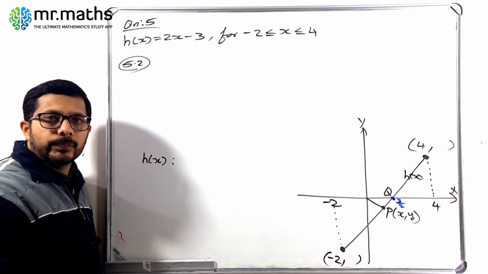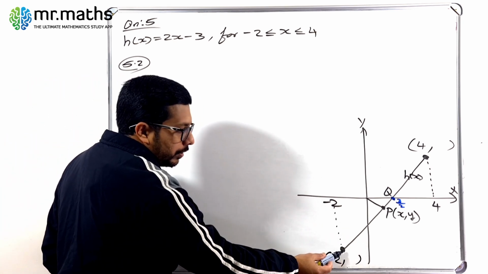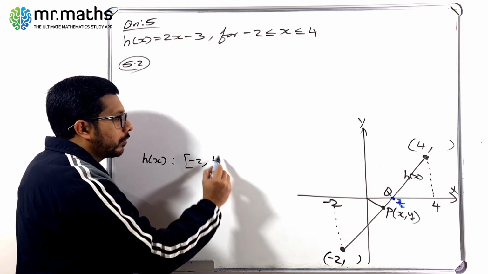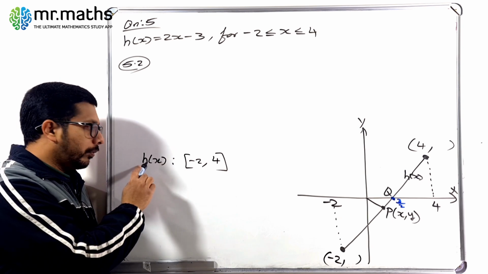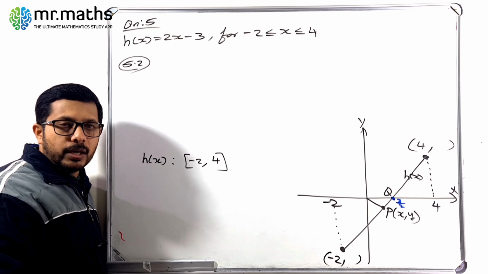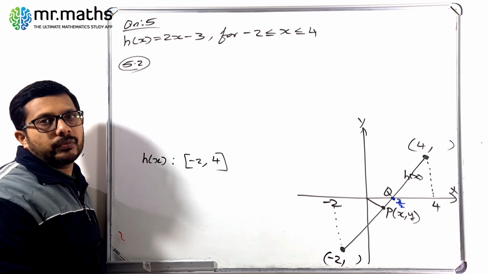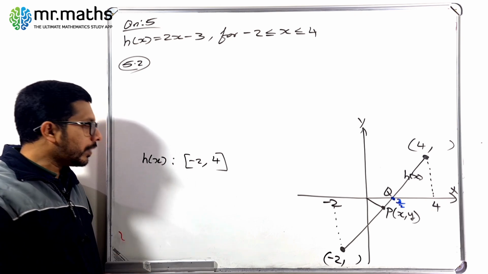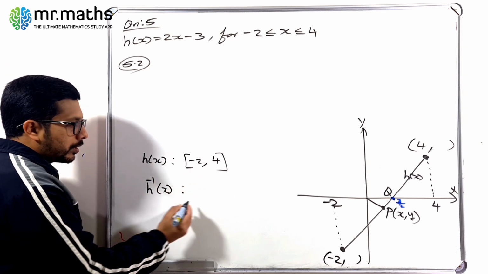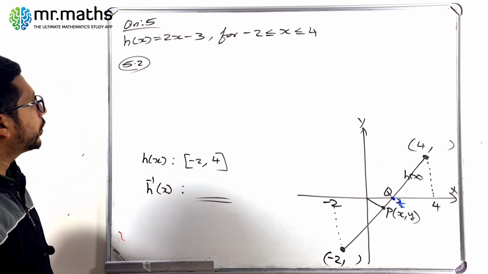What is the meaning of domain? Possible x values. So here the possible x values in this H of x graph: the minimum x value is -2 and the maximum x value is 4. So in this H of x graph, the domain is -2 to 4. You understand? But here the question is, you have to find the domain of the H inverse of x graph. Do you understand? So how can we find the domain of H inverse graph? Our question is, what is the domain of this H inverse? That's the question. So how can we find that one?